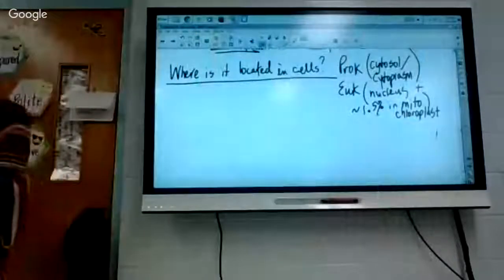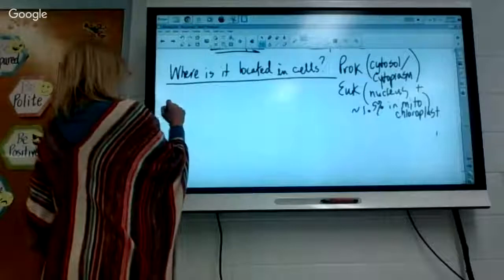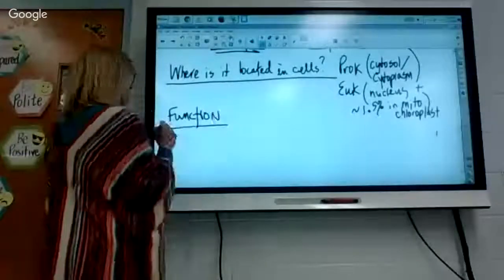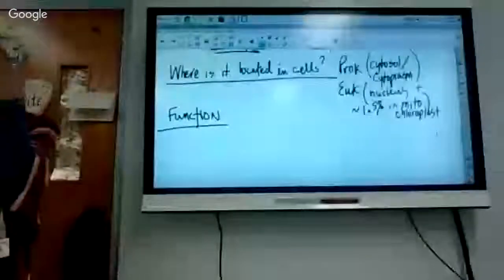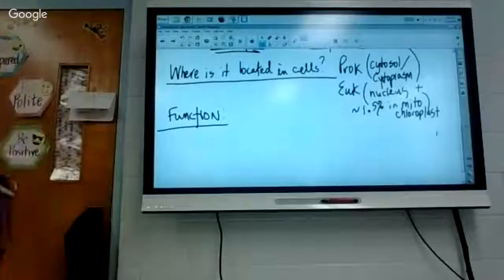Okay, so that's what they are, where they are, what's its function. So what's the whole big deal? So what's the function of DNA? Must be pretty important because you inherit it from your folks, and you wouldn't be here if you didn't have it.